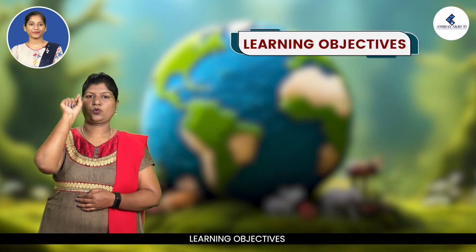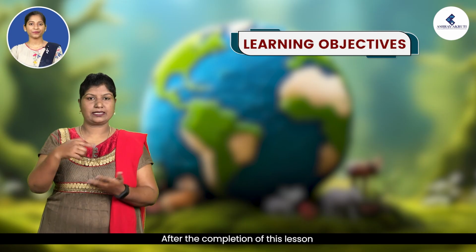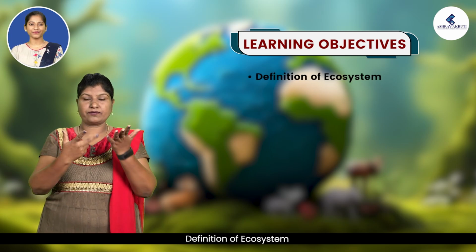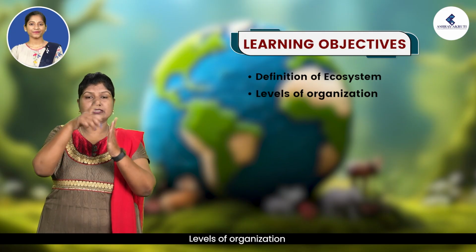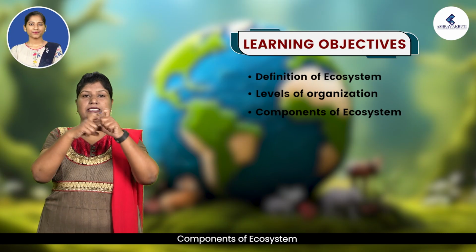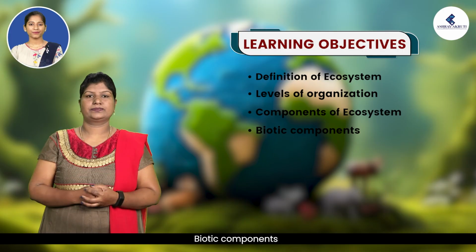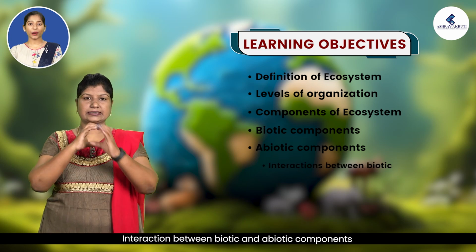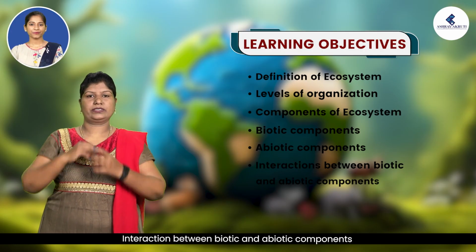Learning objectives. After the completion of this lesson, you will be able to know definition of ecosystem, levels of organization, components of ecosystem, biotic components, abiotic components, interaction between biotic and abiotic components, food chains.